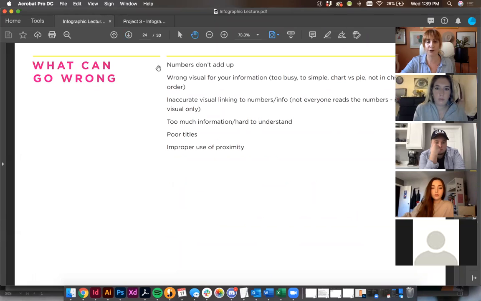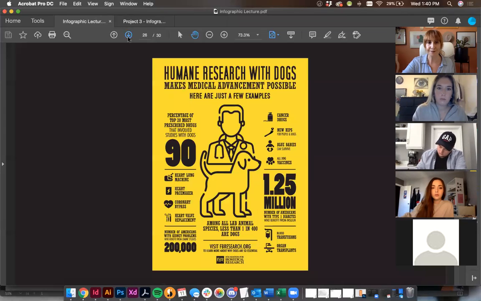What can go wrong? Your numbers don't add up. That's a huge thing. So if you happen to use charts or graphs or pie charts, if you have 90% of one pie, you can't have 50% of another pie, right? So 50% of the time it works every time. You don't want that. Wrong visual for your information, inaccurate visual linking to numbers. Too much information, it's hard to understand. You're like, I don't know where to look. It's not organized enough. Again, poor titles and improper use of proximity.